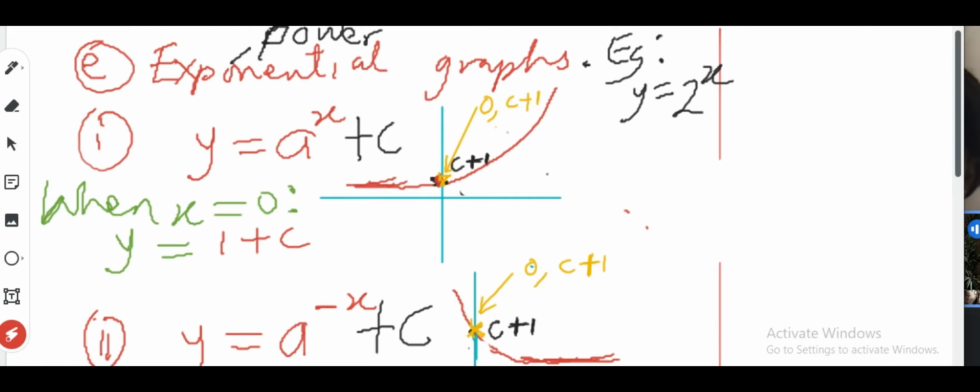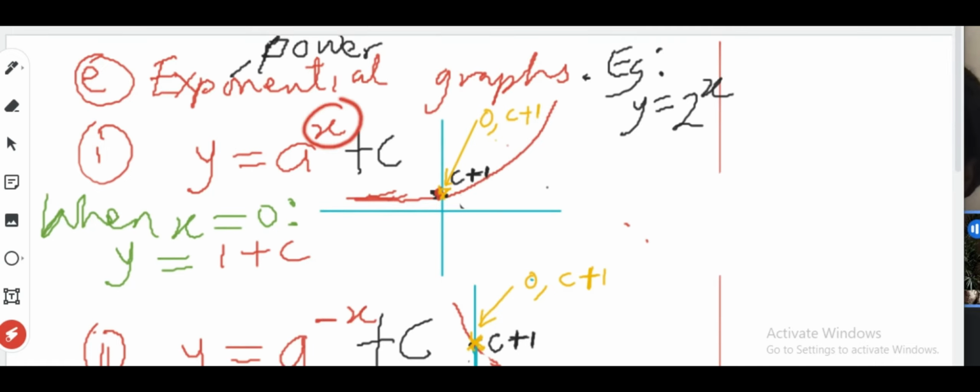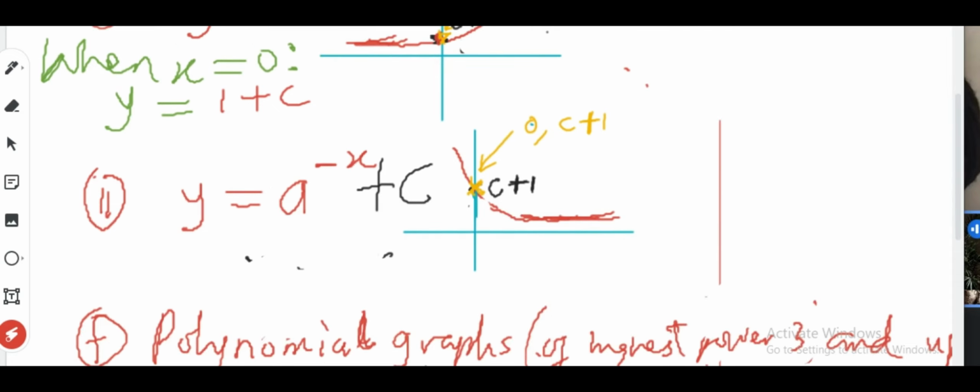Don't forget that if x is positive, the slope is upward, which is an increase or a rise. If x is negative, it's going to slope downward, which is a decay.